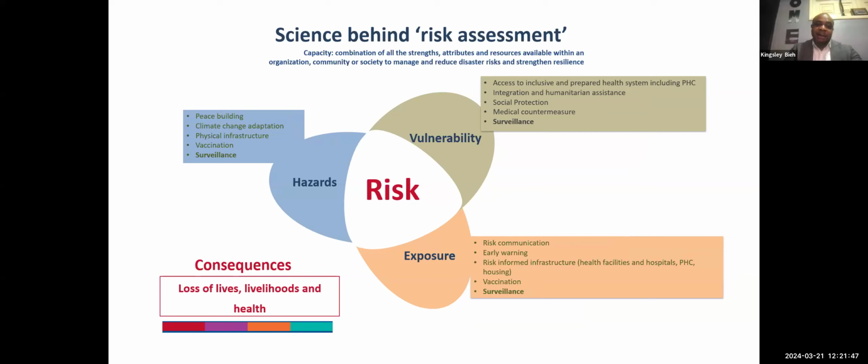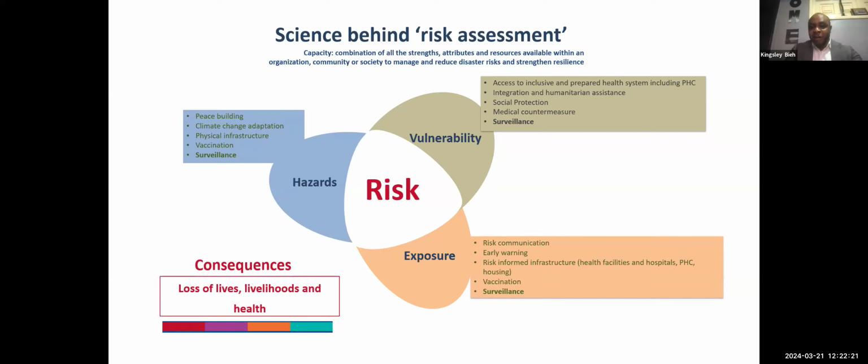One thing we would like to highlight in this slide is that while there are some capacities that will address each of these parameters, whether it's hazard, vulnerability, or exposure, to reduce that and have an impact on risk, many of the capacities are cross-cutting. They could also, like surveillance, affect exposure, vulnerability, and hazards. And many capacities are also cross-cutting at the level of the hazard. So you have one capacity addressing multiple hazards. And that is the science behind risk assessment.